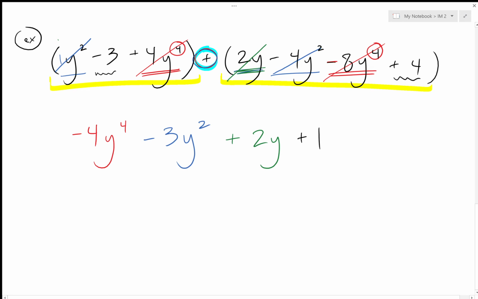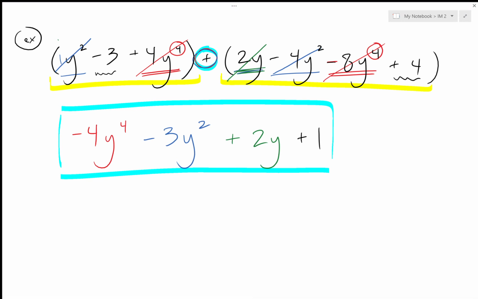So we've saved ourselves a step by putting it into standard form first. Everything is combined. I can check once again: y to the 4th, y squared, nothing else is like terms, so there's our answer after combining them using addition. So we've seen a couple of addition ones. Let's go ahead and take a look at subtraction.